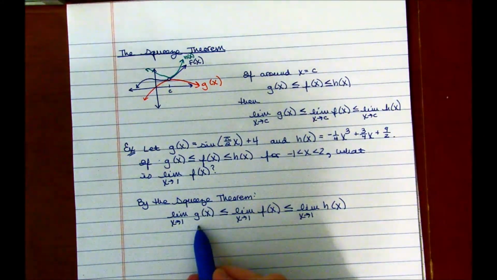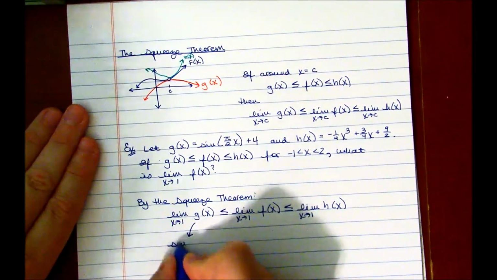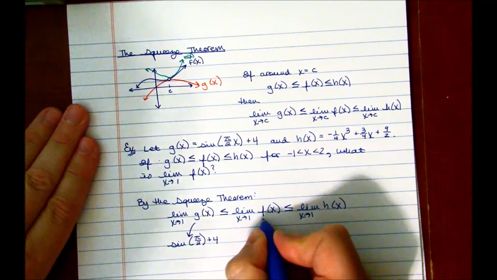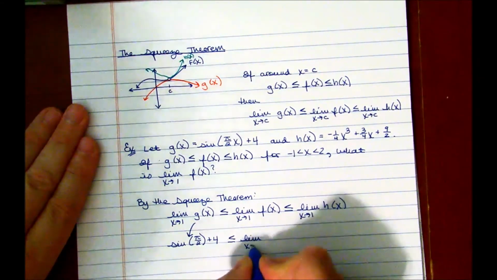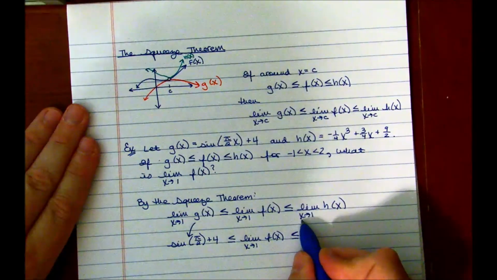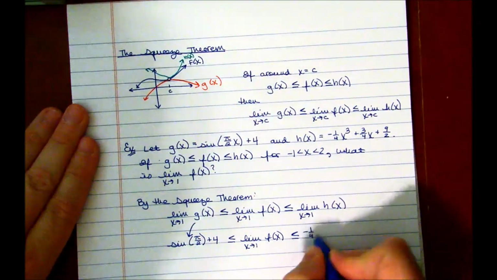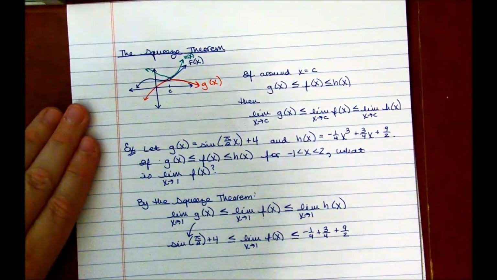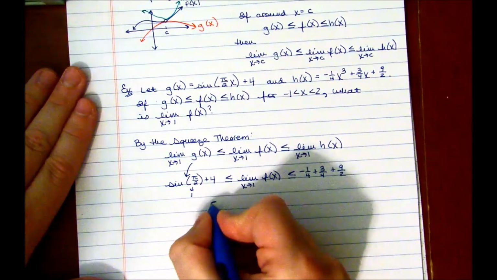As far as this limit goes, well, I can just go and plug into that thing. So I'm going to get the sine of pi over 2 plus 4. Don't know anything about that, so let me just copy over that limit again. I'm going to say the limit as x approaches 1 of f of x less than or equal to. Well, this limit over here, I'm going to plug 1 into my h function, and I'm going to get negative 1/4 plus 3/4 plus 9 halves. Let me do some simplifying here. I know that the sine of pi over 2 is 1, so 1 plus 4 is 5.